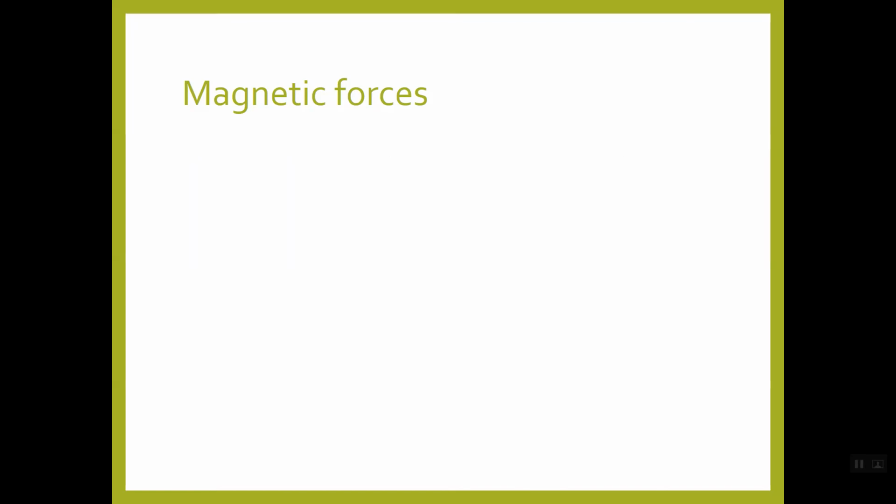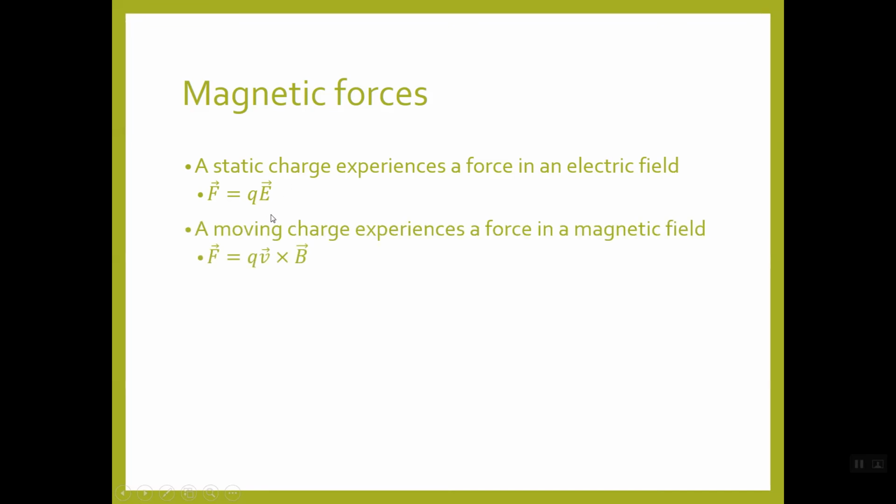So we know if you have a static charge, it experiences a force if it's in an electric field, which is equal to the static charge, Q, times the electric field it's in, E. Now, if we have a moving charge, it's going to experience a force in a magnetic field, which is equal to the charge times the velocity of the charge crossed with the magnetic field.